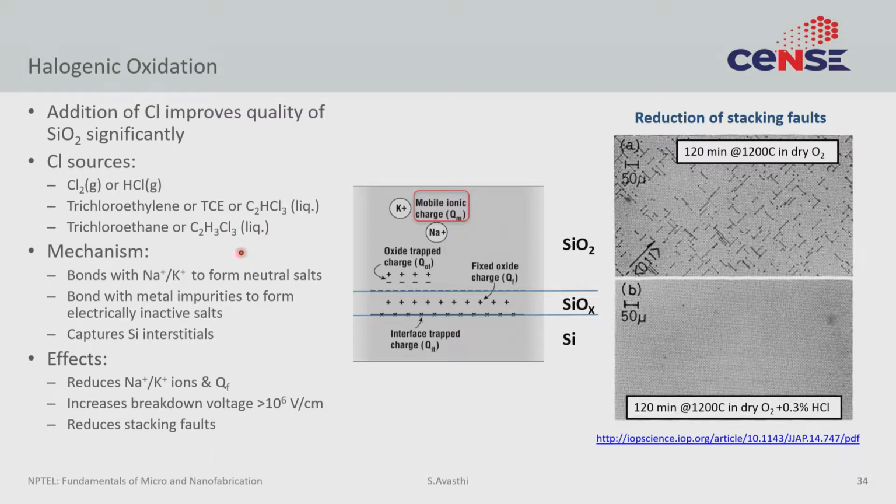So, the mechanism is fairly simple. Sodium and potassium both form very stable salts with chlorine. So, they just form the neutral salt, and that neutral salt then has a harder time moving in your silicon dioxide than sodium ion alone would. It also has an added effect that it actually captures the silicon interstitial that exists in the silicon dioxide, which actually reduces the oxide trap charges also to some effect, and that actually enhances your breakdown voltage.